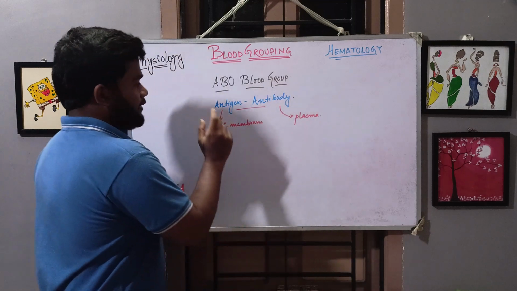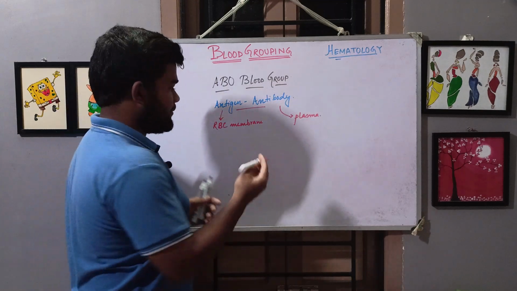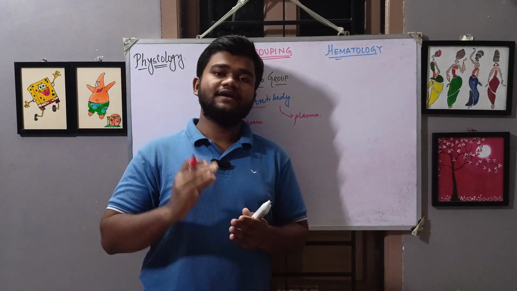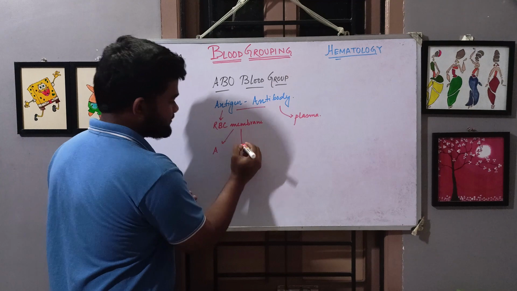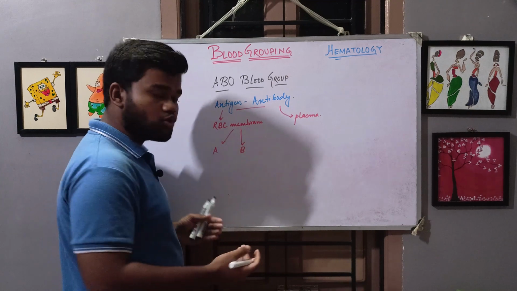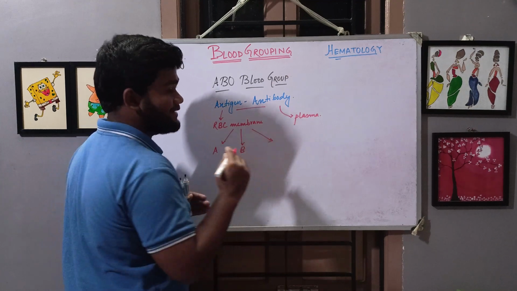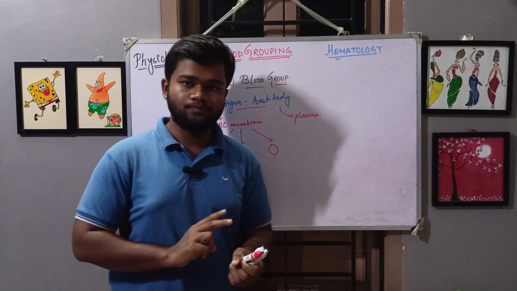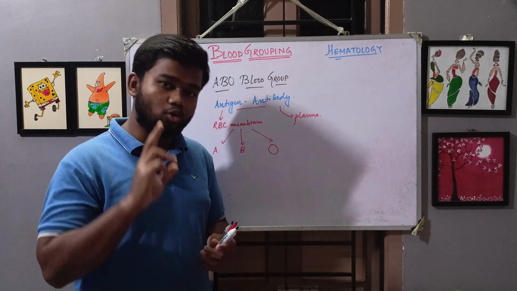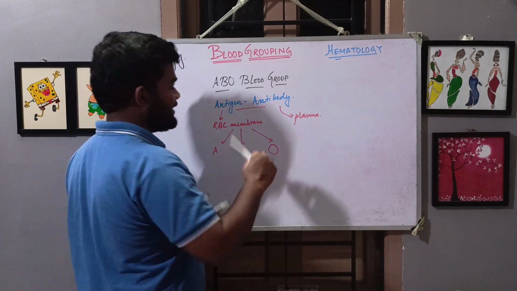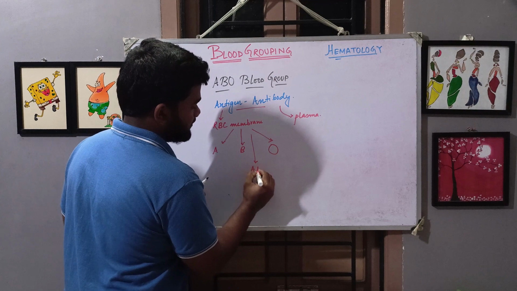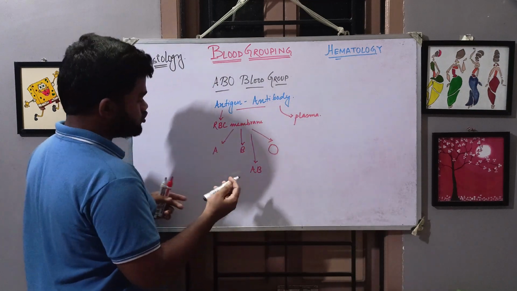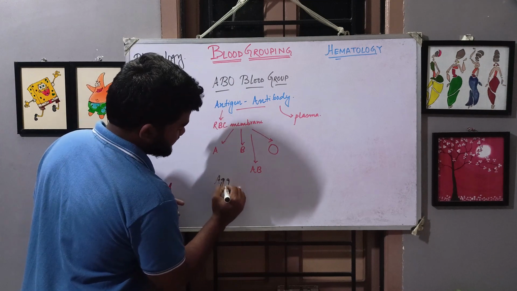If the antigen present on the RBC membrane is A, then the person has blood group A. If the antigen present is B, then it is blood group B, and if no antigen is present, it is nil, then the person is said to have blood group O. And if the person has both the antigens A and B, then it is said to be blood group AB. Now, these antigens are also known as agglutinogens.